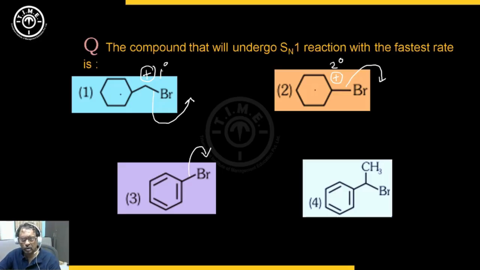And in 4, we have a benzyl carbocation. We said benzyl carbocations are highly stable. It's actually a carbocation which is 2 degree as well as benzyl. So this is the most stable carbocation formed from this, and therefore this parent, that is 4, is the one that is undergoing SN1 reaction with the fastest rate. Clear?